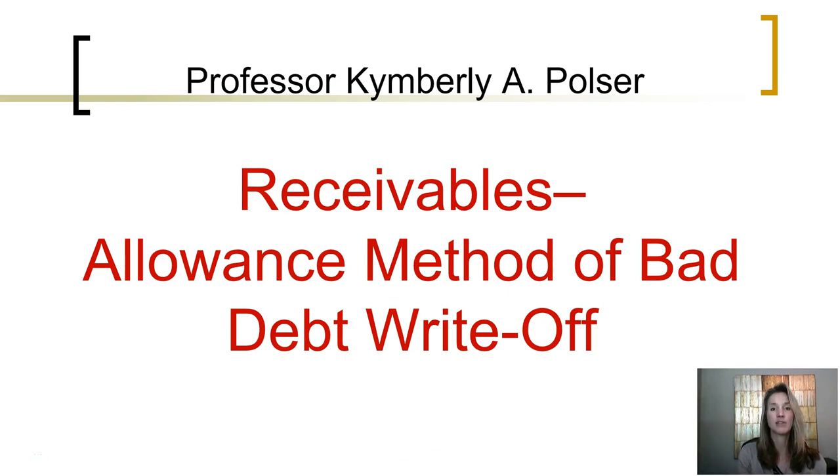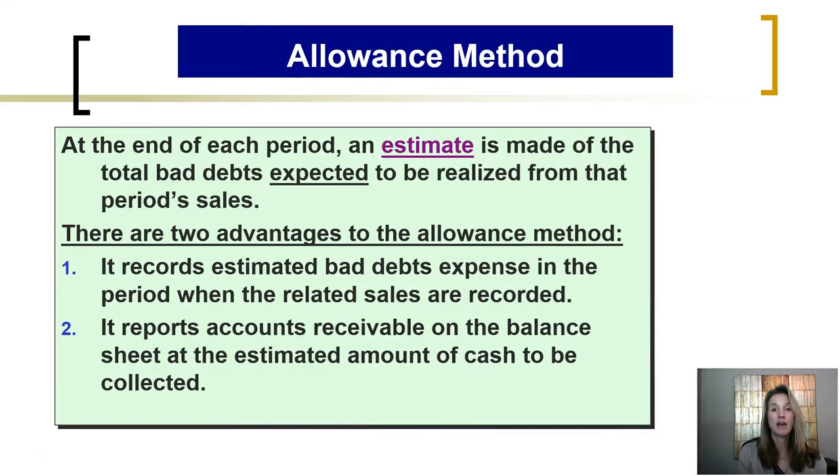This segment is going to look at the use of the allowance method of dealing with bad debts. Because we cannot use the direct write-off method to follow generally accepted accounting principles, we are going to look at the use of the allowance method.